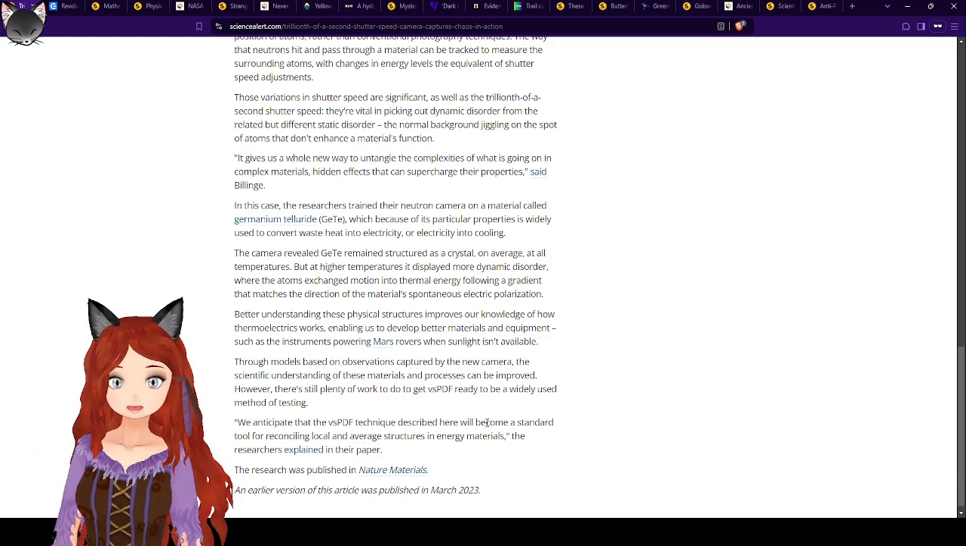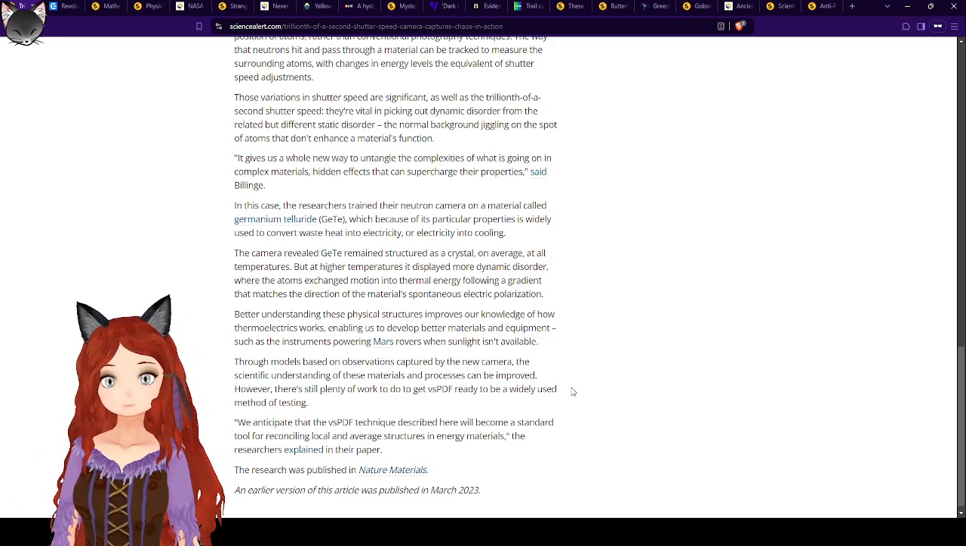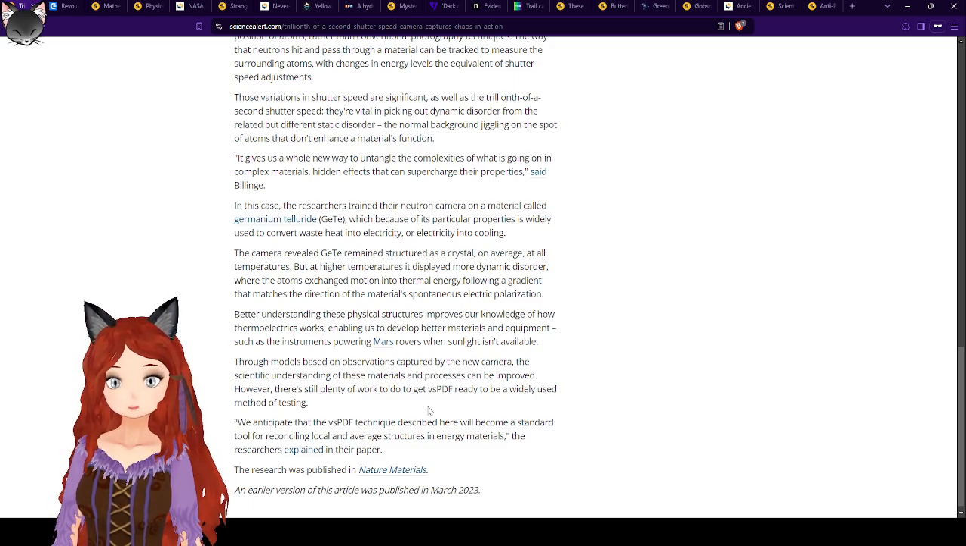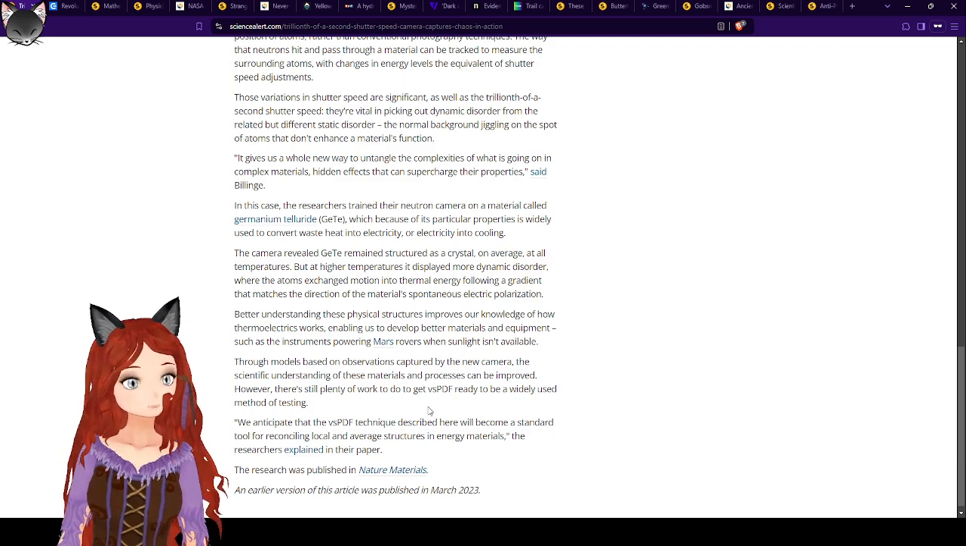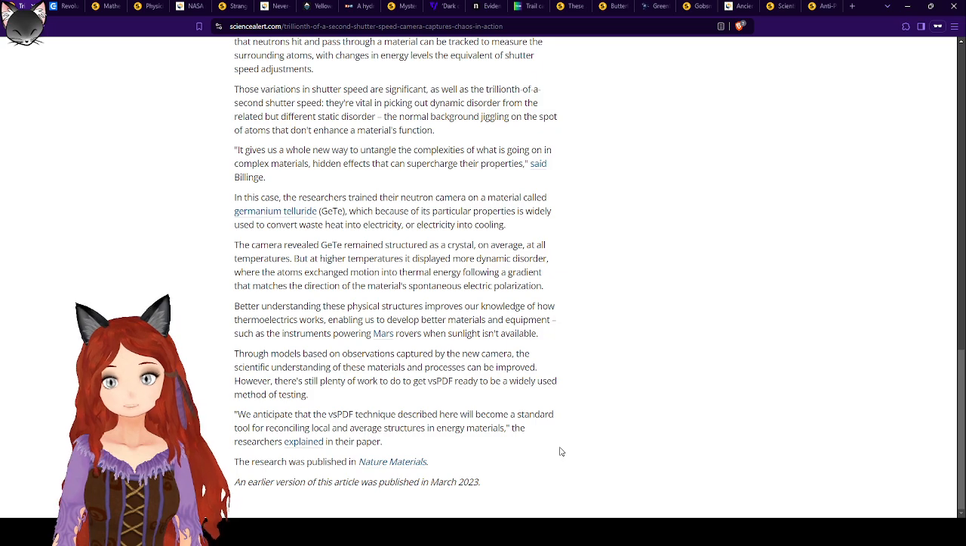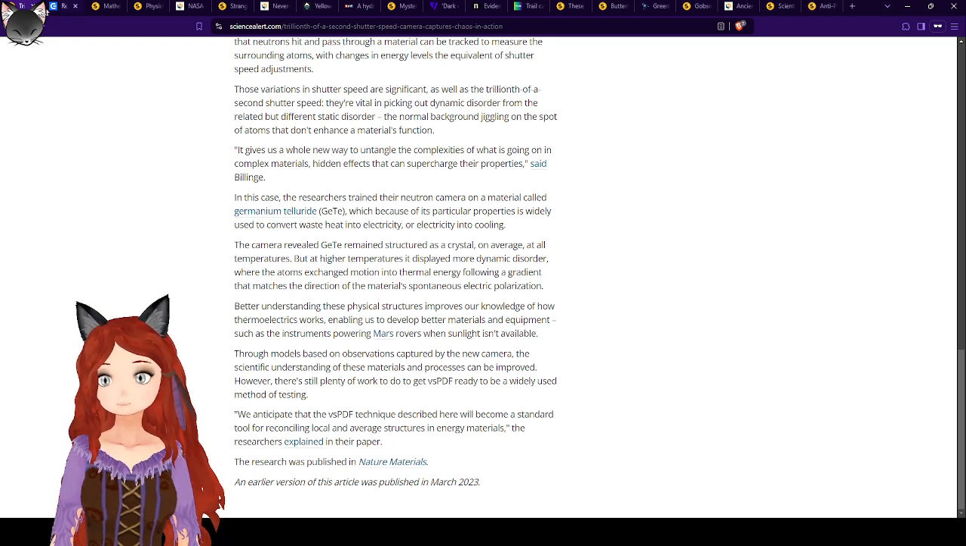The models based on observations captured by the new camera, the scientific understanding of these materials and processes can be improved. However, there's still plenty of work to do to get the VSPDF ready to be a widely used method of testing. We anticipate that the VSPDF technique described here will become a standard tool for reconciling local and average structures in energy materials, the researchers explained.